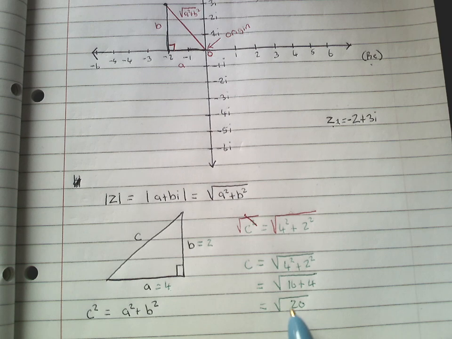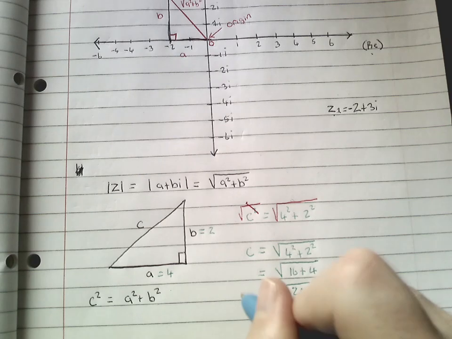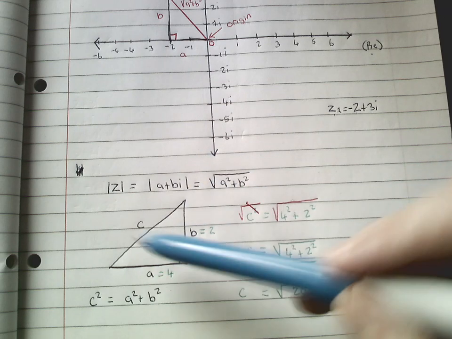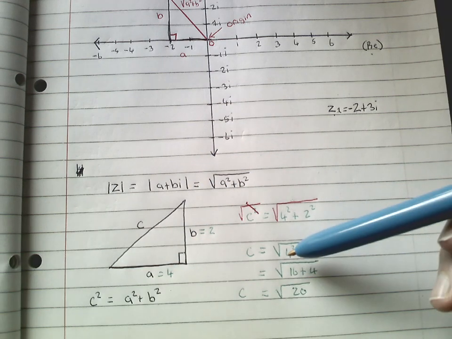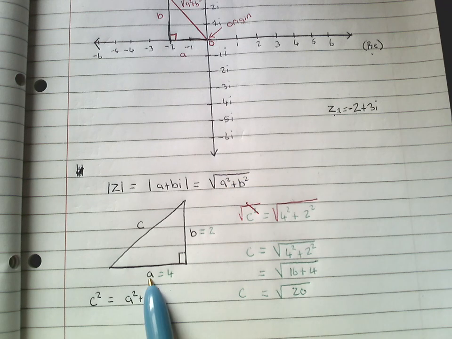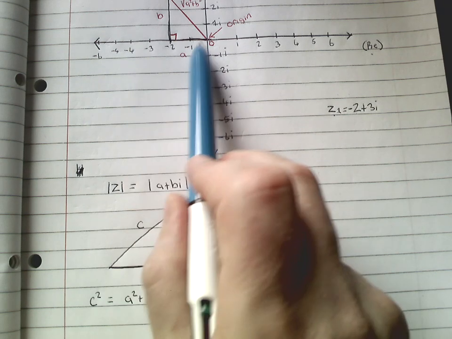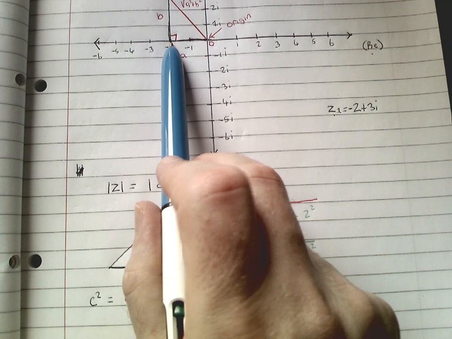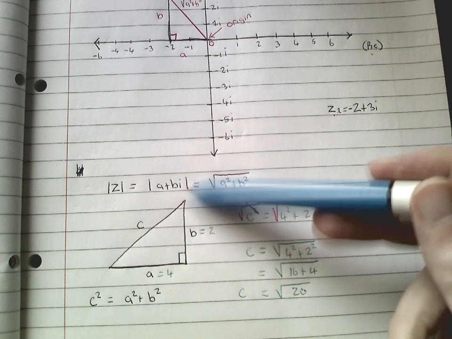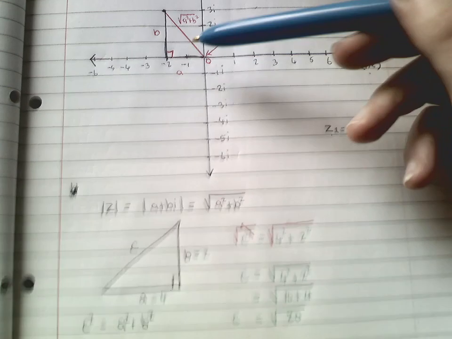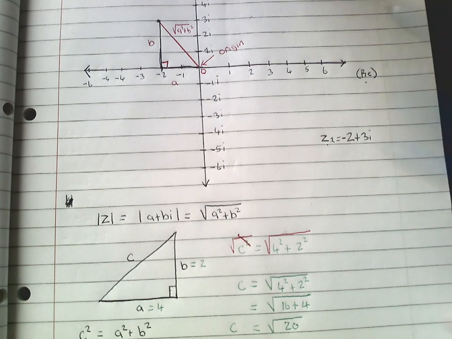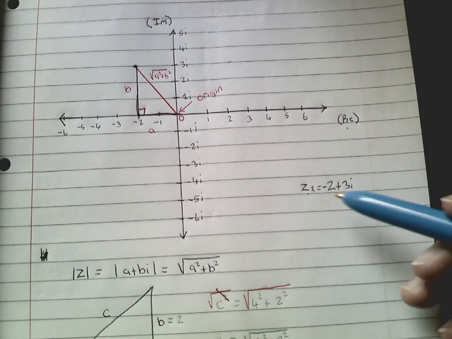It's not going to work out evenly, but c is equal to the square root of 20. So again, we're using Pythagoras' theorem to get this length. And this is exactly what we're doing here, except the a part is going to be the real part of your complex number, and the b part, this height here, is going to be the imaginary part of your number. Let's have a look at how this works out with this particular example.